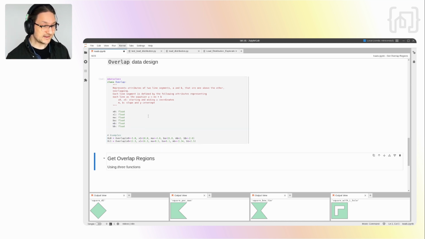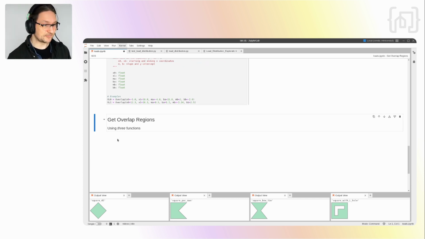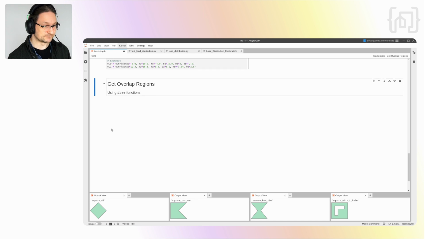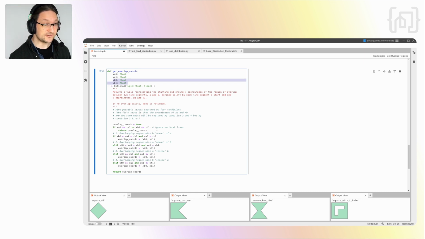So I need to get an overlap region from a polygon, and I'm going to break this up into three functions here. First, we need to figure out what is X0 and what is X1. What is the region over which these two line segments overlap, if they overlap at all? If we find that there is no overlap, then we just return none.